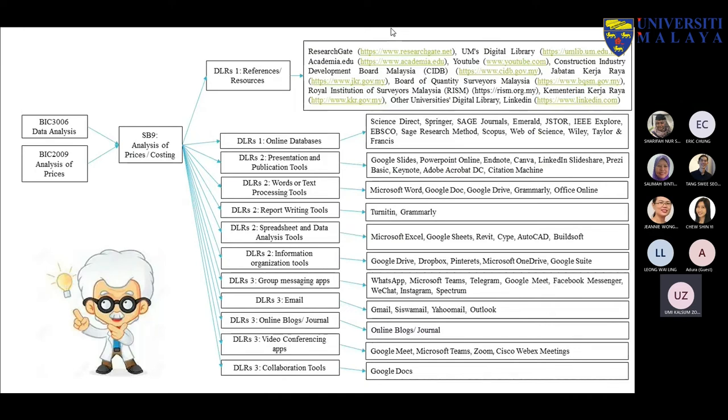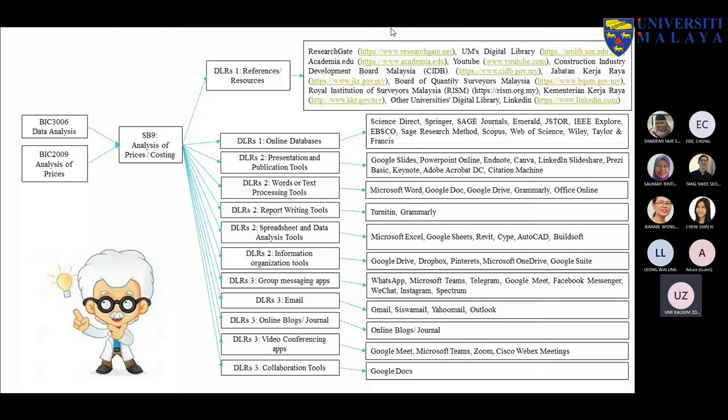If you look here, for the analysis of prices and costing, it is surprising that the students did not visit the Jabatan Kerja Raya website. I'm not sure why, but I think this is something the educators need to highlight to the students again, because JKR provides a very good platform that explains in a very detailed and comprehensive way how to develop the prices for construction materials in Malaysia.